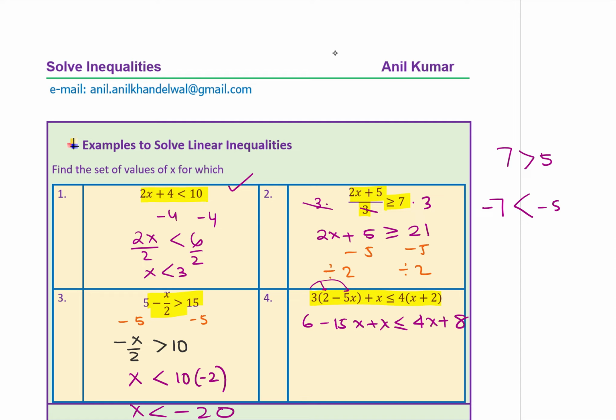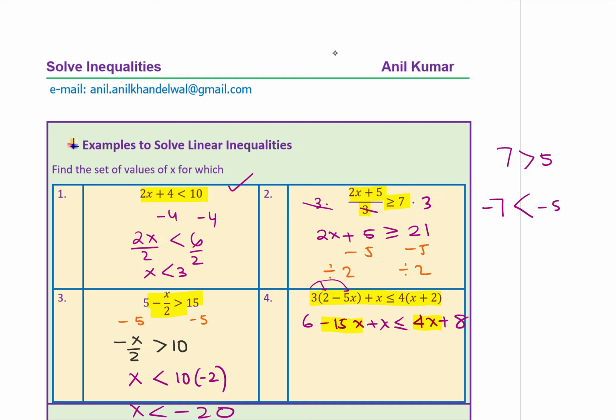You also note here that the negative number associated with x, the value 15, is bigger than 4 on the right hand side. So if you bring them to this side, in that case you get a negative number, and when you multiply by a negative number, you may have to switch the sign. Perfect.